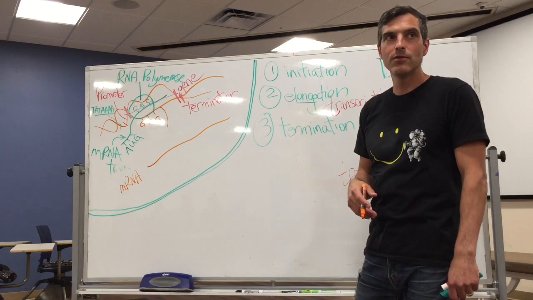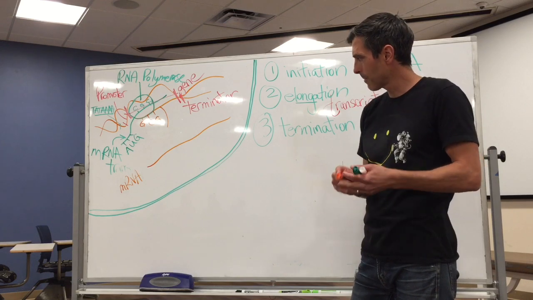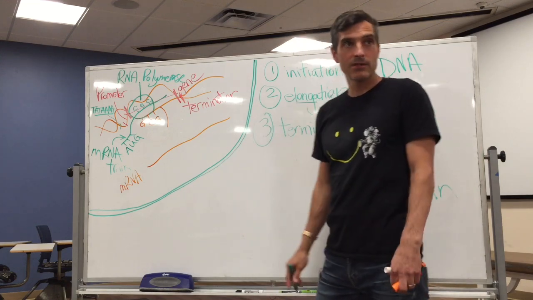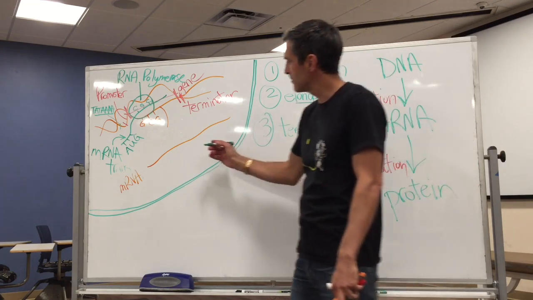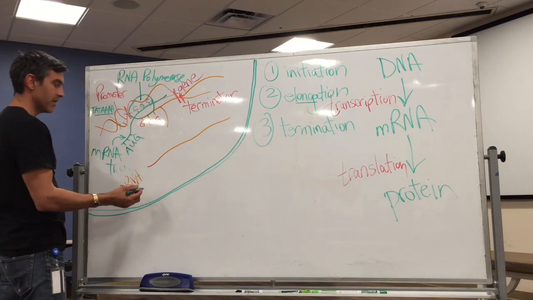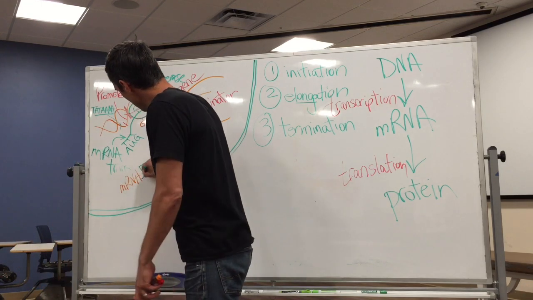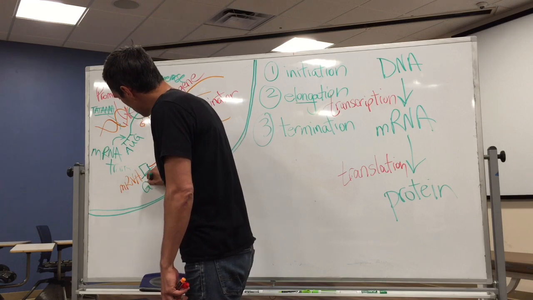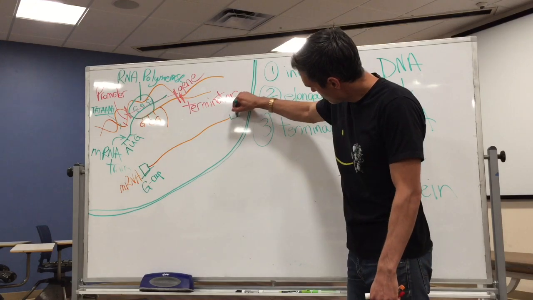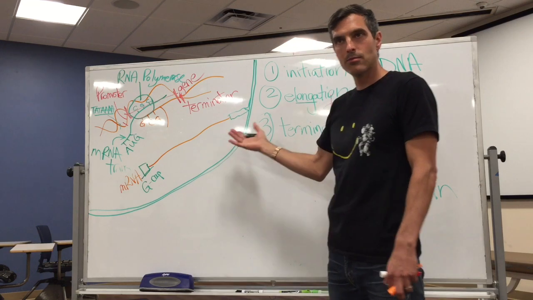There's something that you have to do next. It's called processing. And what do we do for processing? There's about 3 different things we do. One of the things we do is we put on a cap, a guanine cap, and a poly-A tail. So the poly-A just means it has a bunch of adenine.